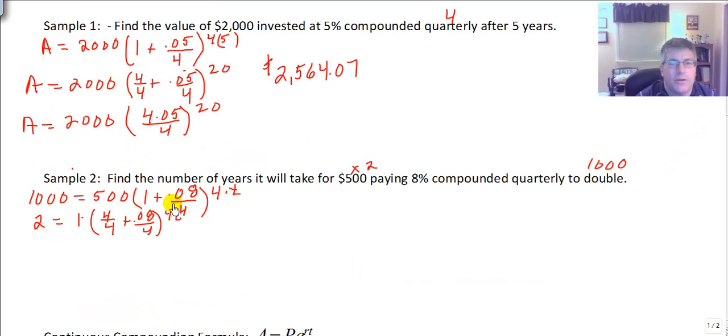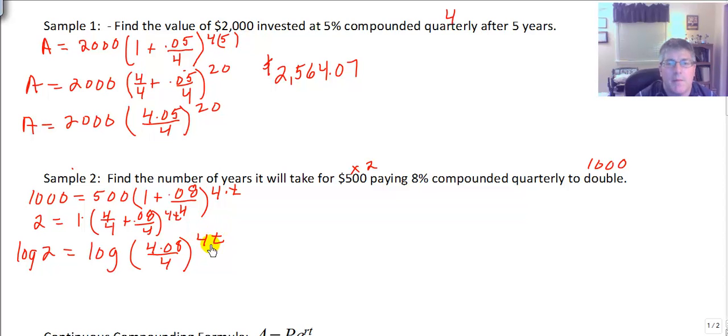So now what do I do? I've got t up in the exponent here. So what we can do, what we've learned previously, if our variable is up in an exponent, we can take the logarithm of both sides. So I'm going to take the common log, and I'll log this side, log of, well, that's 4.08 all over 4, raised to the 4t.